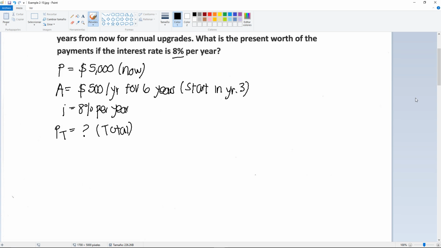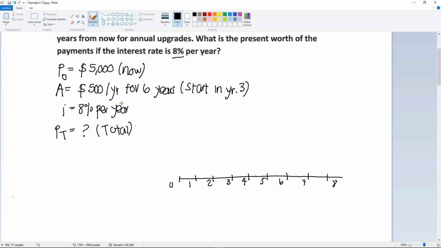So how many years do we need? It's 6 years, but it starts in year 3. So I'm going to have 8 years total. So 0, 1, 2, 3, 4, 5, 6, 7, 8. Okay, 8 years. I'm going to call this one P0, because it's a P that occurs in year 0. So we have a P0.